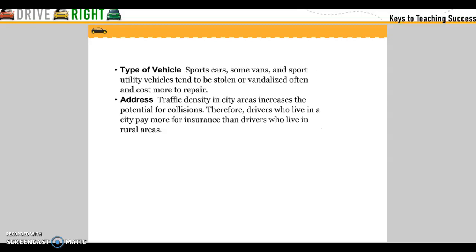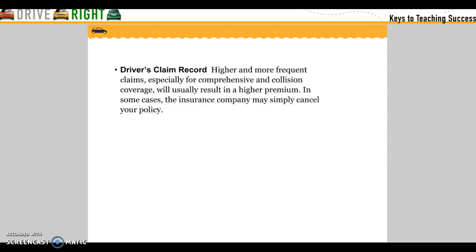Types of vehicle. Sports vehicles, some vans, and sports utility vehicles tend to be stolen or vandalized often and cost more to repair. Address. Traffic density in city areas increases the potential for collisions. Therefore, drivers who live in cities pay more for insurance than drivers who live in rural areas. Driver's claim record. Higher and more frequent claims, especially for comprehensive and collision coverage, will usually result in a higher premium. In some cases, the insurance company may simply cancel your policy.